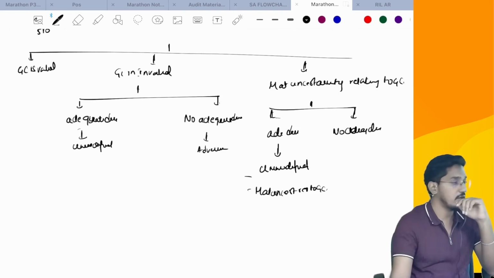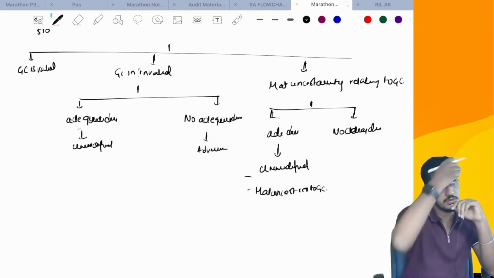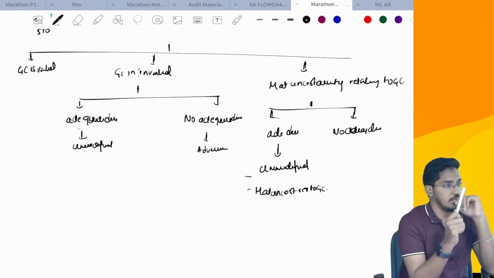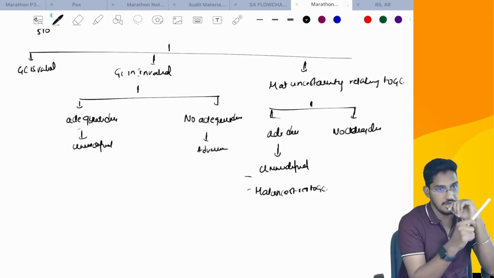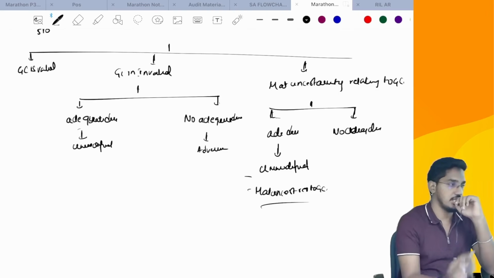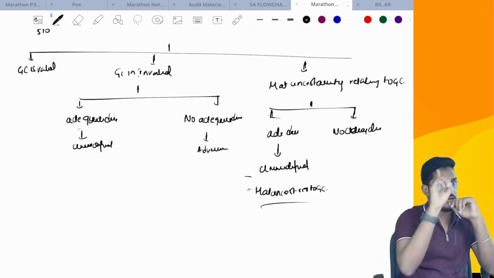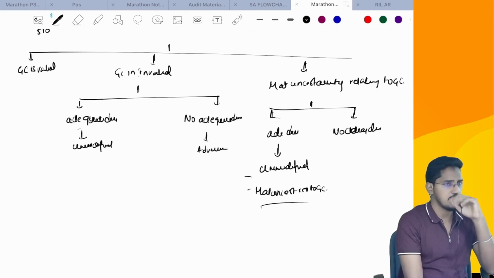Right. Next, what if there is no adequate disclosure? See, if you remember, we have covered all the contents of SA 700 except one content I did not explain there, material uncertainty relating to going concern, which we said we would talk about in SA 570. Now we have covered that point also. With this, all the contents of the audit report are covered.